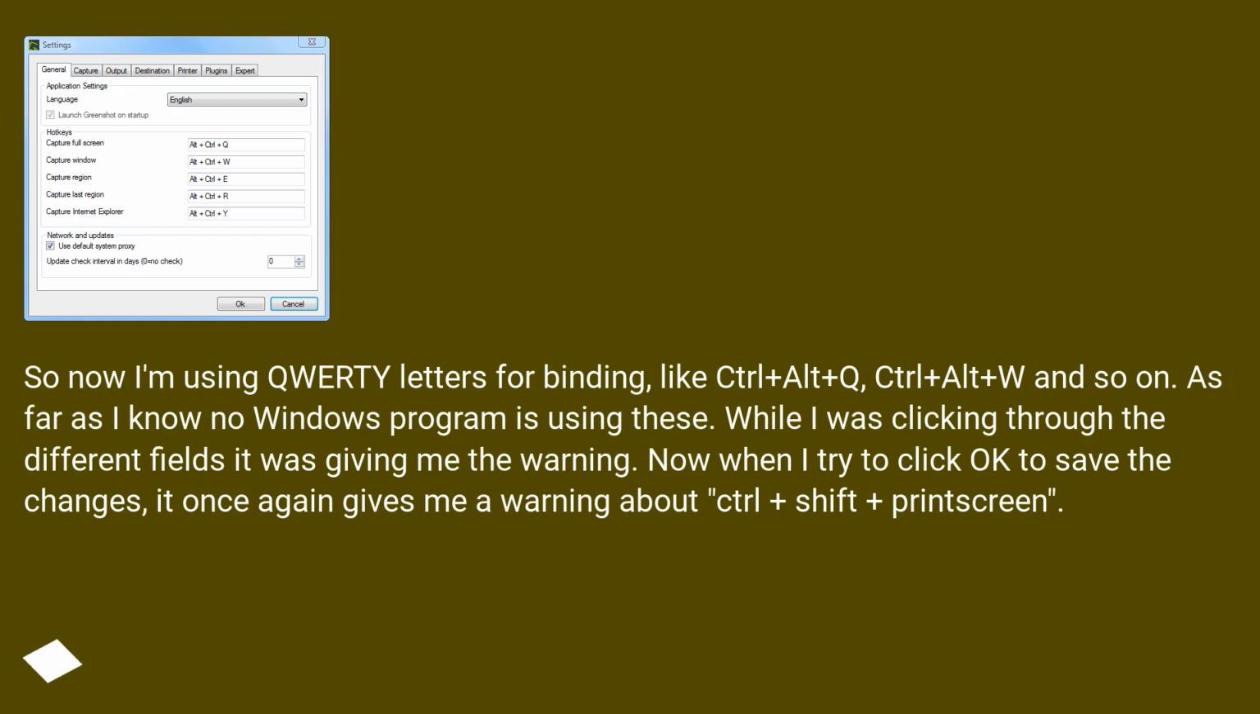So now I'm using QWERTY letters for binding, like Ctrl plus Alt plus Q, Ctrl plus Alt plus W and so on. As far as I know, no Windows program is using these. While I was clicking through the different fields, it was giving me the warning. Now when I try to click OK to save the changes, it once again gives me a warning about Ctrl plus Shift plus print screen.